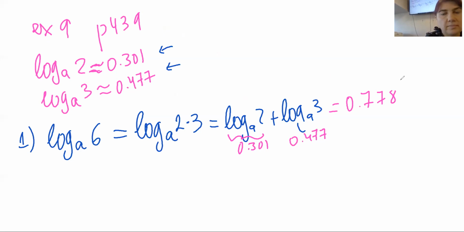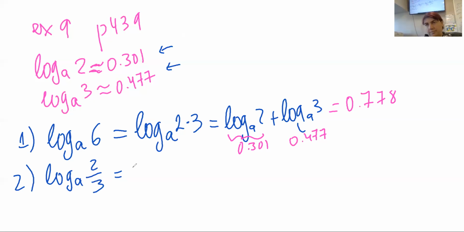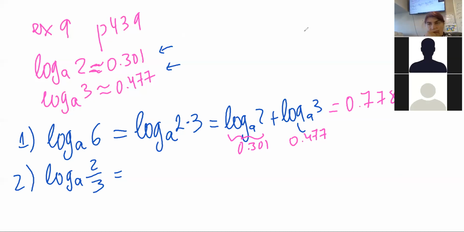Interesting. Yeah, let's do B. See if you can do B, which is number 2. You need to use those two expressions, the pink ones, to find logarithm with base a of 2 over 3. See if you can do it. Do we have questions on the Zoom? No questions. Okay, see if you can do this one. Logarithm a of 2 over 3 using only those two expressions.